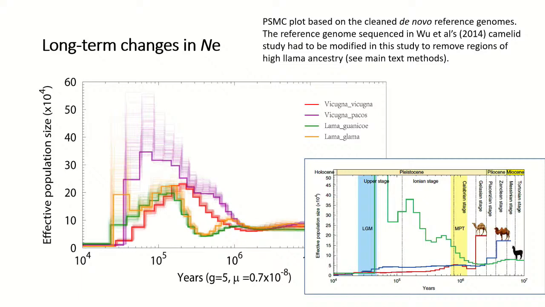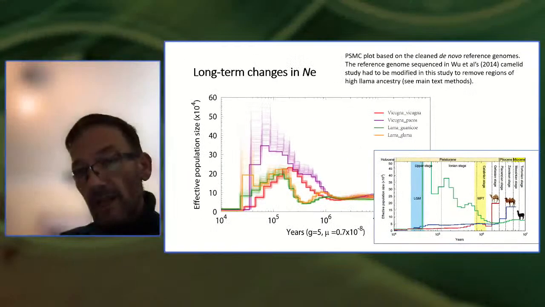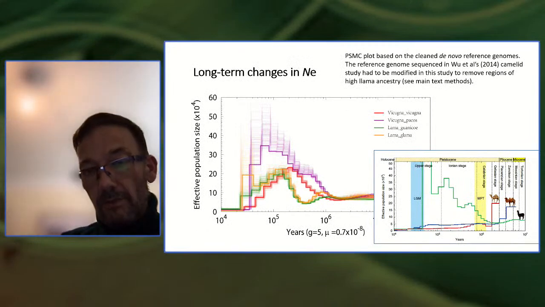You can see the pattern is really quite different, and nowhere near as different as it is in that plot. There is still an effective population size peak somewhere in the region of 50,000 years ago. So the timing is the same, but the magnitude is completely different. It's nowhere near as high. So if you have admixed components in the genome, you have to be very careful to filter them out when you do PSMC and similar kinds of analysis.